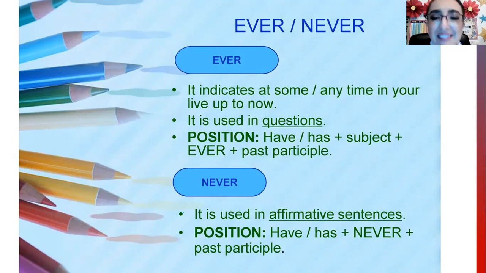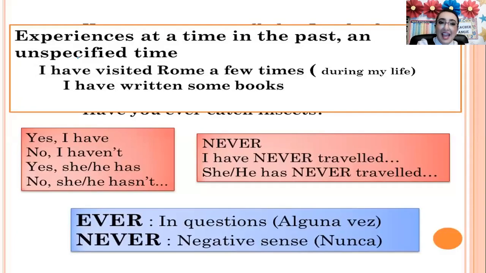Okay, it indicates ever, anytime in your life till now, ¿sale? Como decíamos, no tiene que ver solo con el pasado, tiene que ver con cualquier momento de tu vida, incluyendo el pasado, hasta ahorita, en preguntas. Y el never solo lo utilizas en oraciones afirmativas, no puedes decir doblemente, yo nunca no he ido. I have never got, I have never sang, I have never, y con tu pasado participio. Y el pasado participio, acuérdate que es parte del presente perfecto. ¿Ok? Experiences at a time in the past and unspecified time.